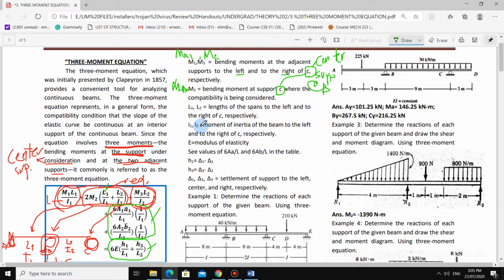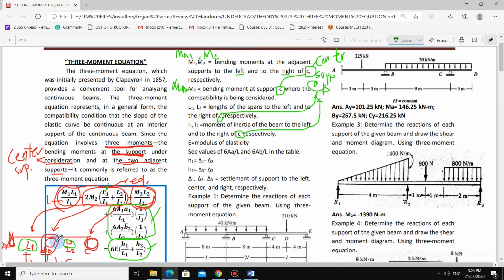Then L1 and L2, so the lengths of the spans to the left and to the right of C, or the center support at B. The same goes for the moment of inertia of the beam to the left and to the right of C. Center, again, center.